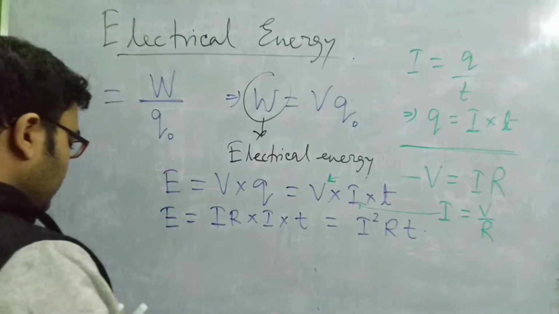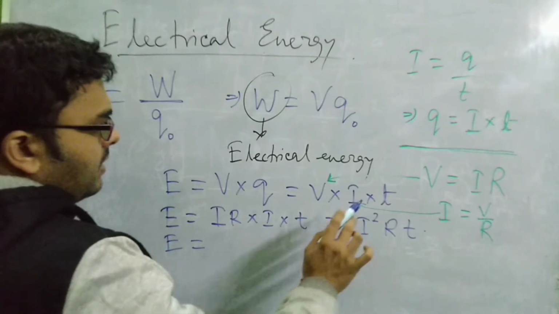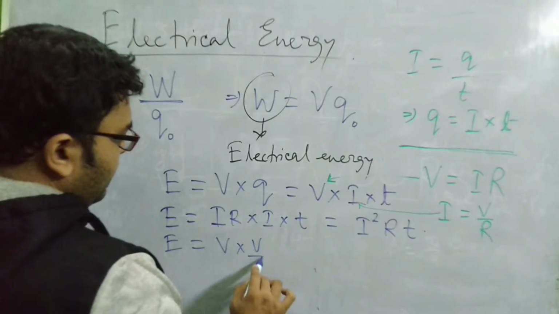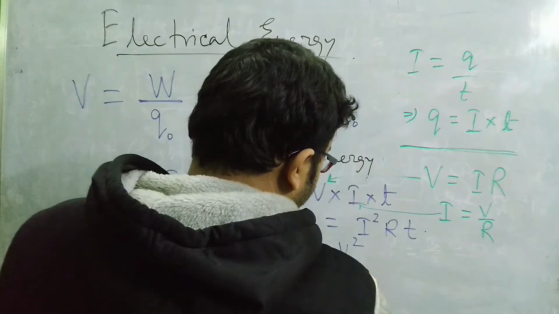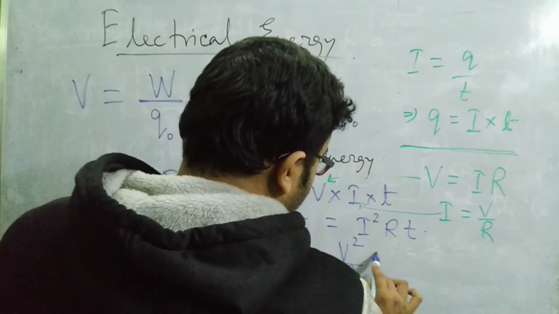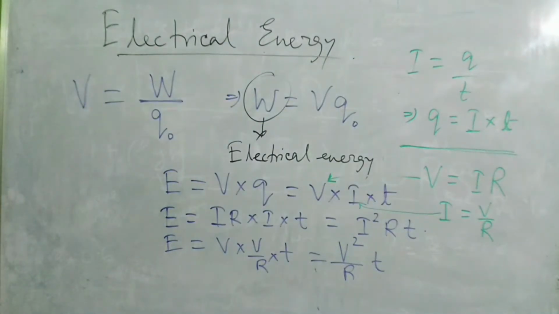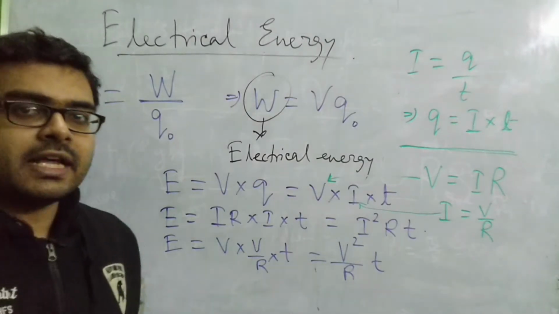So let us see. E is equal to V into I. What is I? V by R. So V into I means V by R into T. So this turns out to be V square by R into T. Okay. So this is the third formula which relates the electrical energy with potential difference, resistance and time.